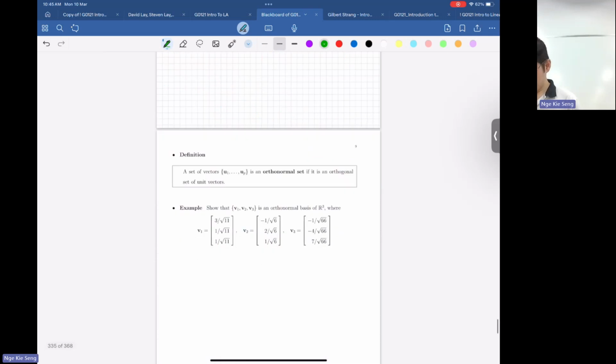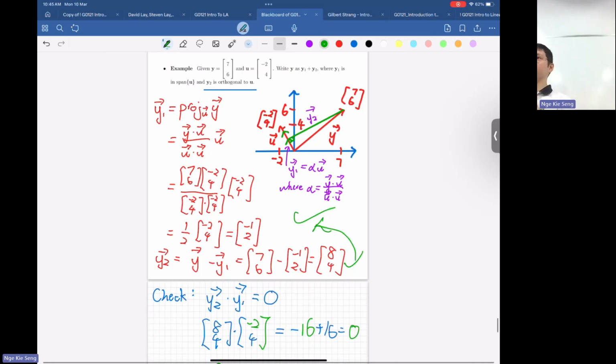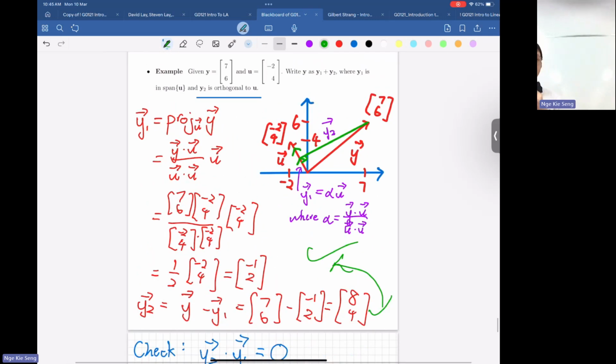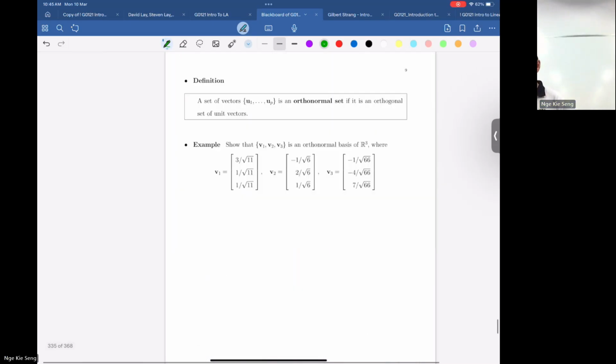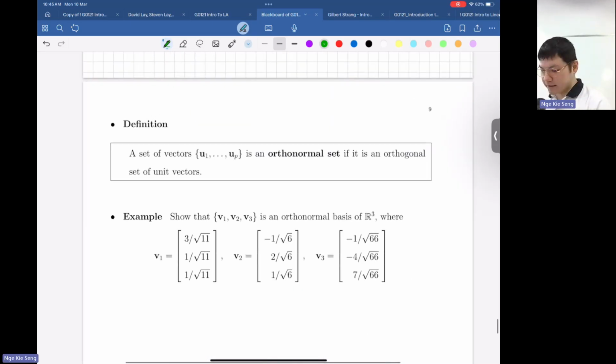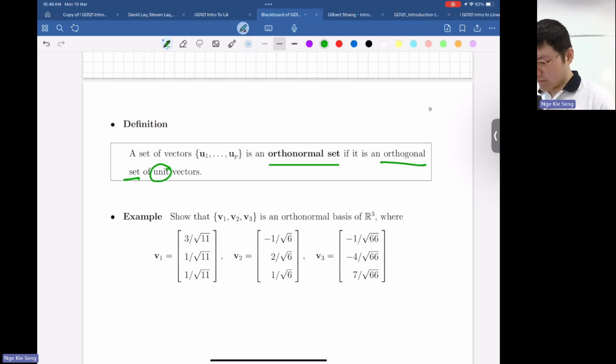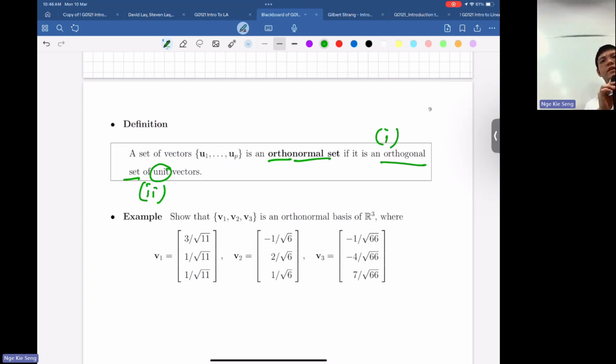Right. Next. Okay, so far, okay or not? This example. Okay, next. A set of vectors is an orthonormal set if it is an orthogonal set of unit vectors. So there are two things here, 1 and 2. Orthonormal set, we also combine two words here, orthogonal and normal. Whenever we say a vector has length 1, usually we say it is normalized.